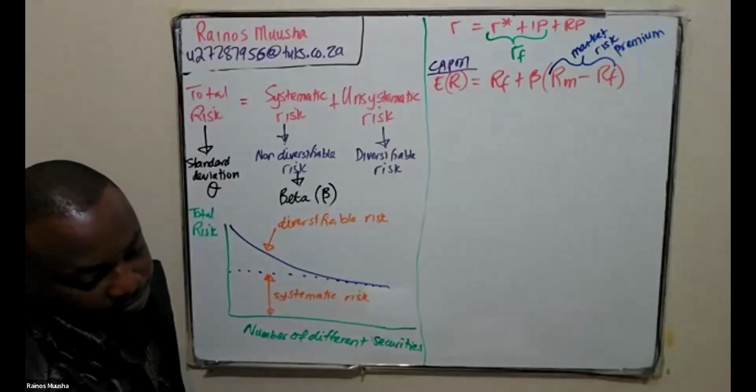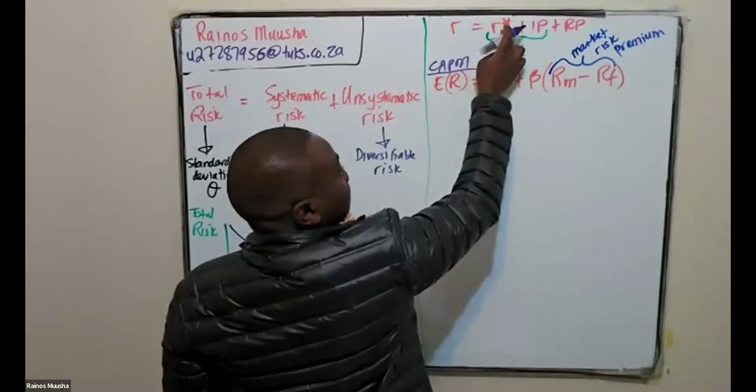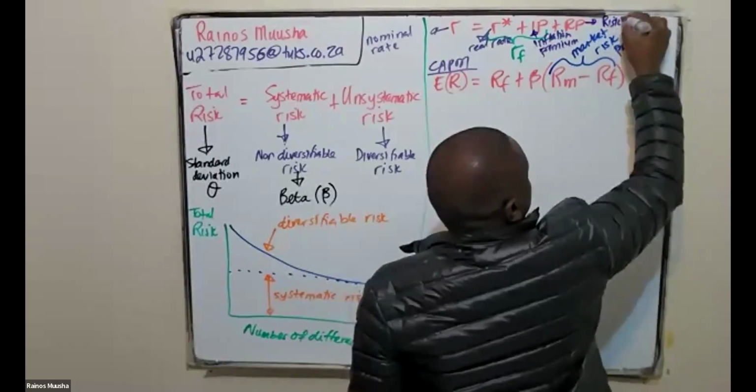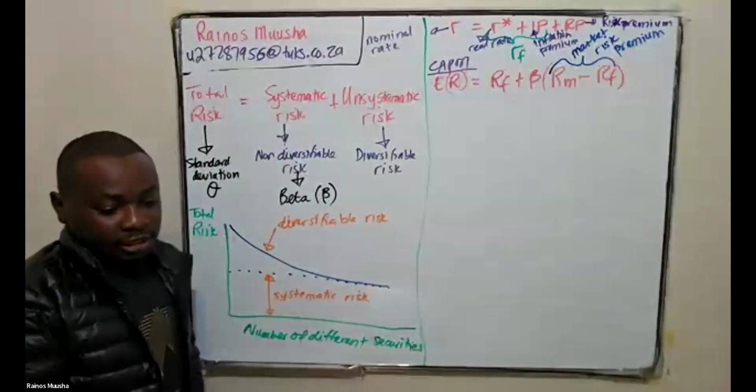Any questions so far? Anyone lost? Just a question there. That R star plus, what's that? Like that RF in green. You mean the R with the star? Yeah. So this is the real rate of return. And the other one is the nominal rate of return. And this is the inflation premium. And this would be the risk premium. Okay, thank you. Any other questions?